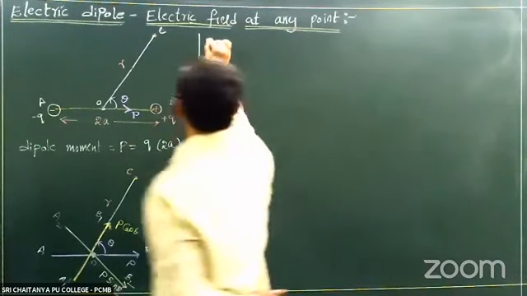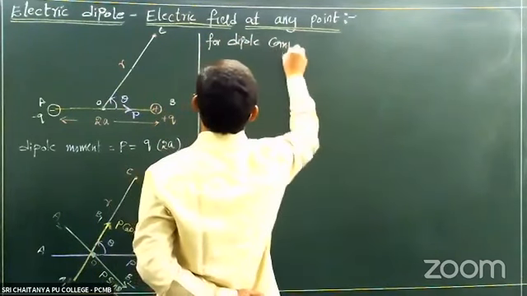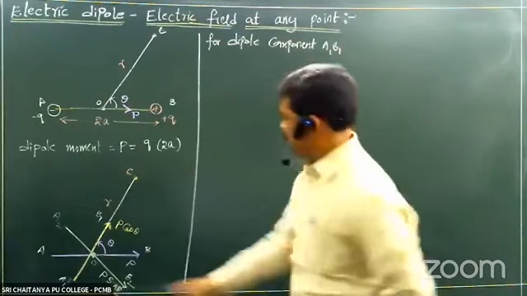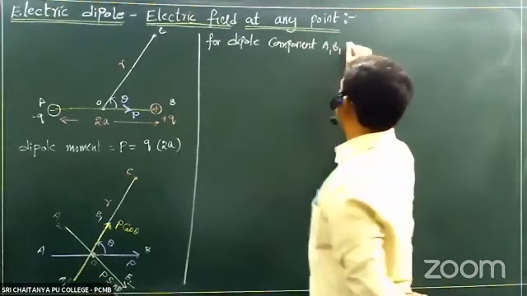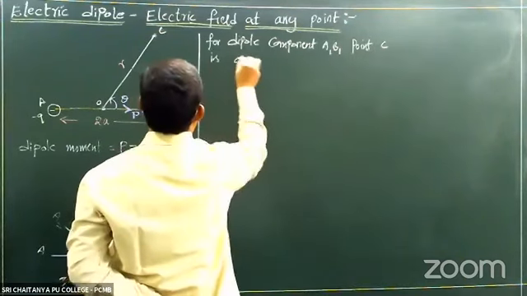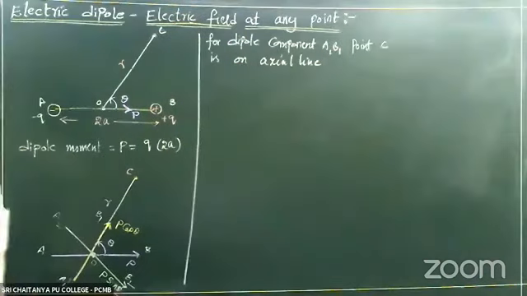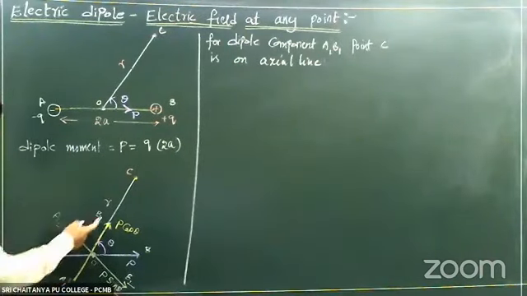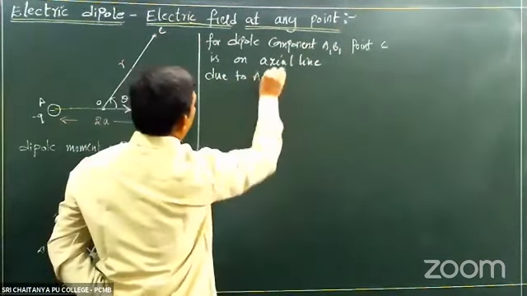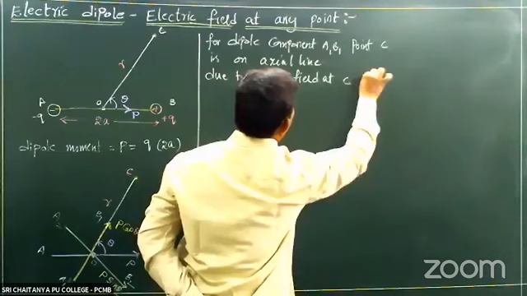Here, for dipole component A1, B1, point C is on axial line. So due to A1, B1, what is the field here? Due to A1, B1, the field at C, I take it as E1.